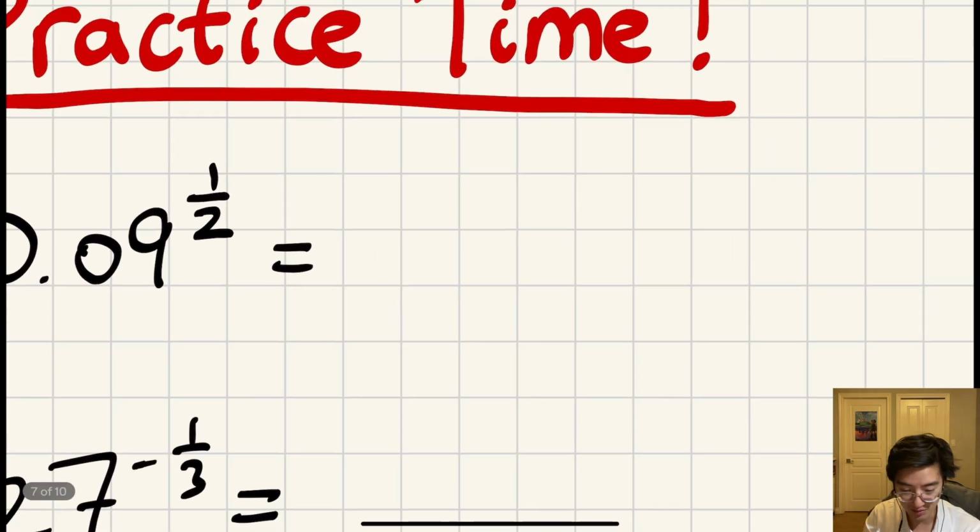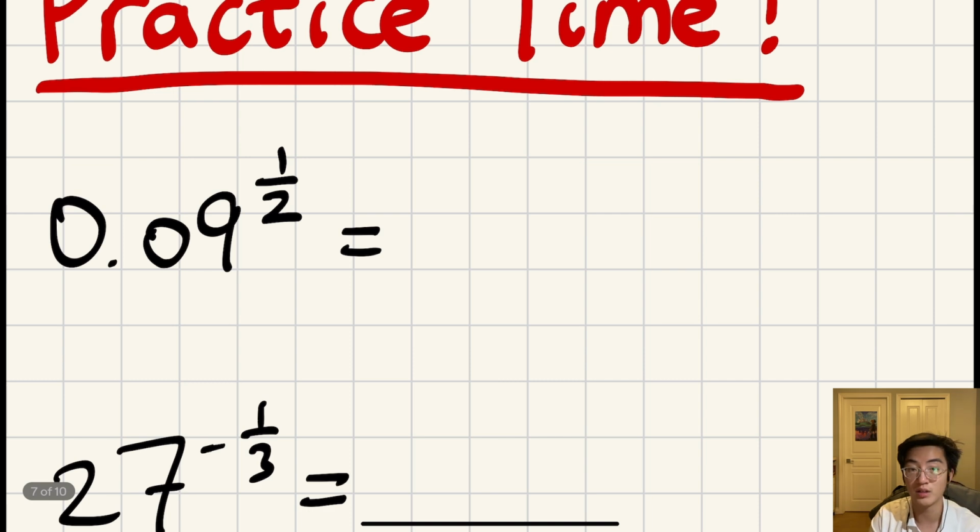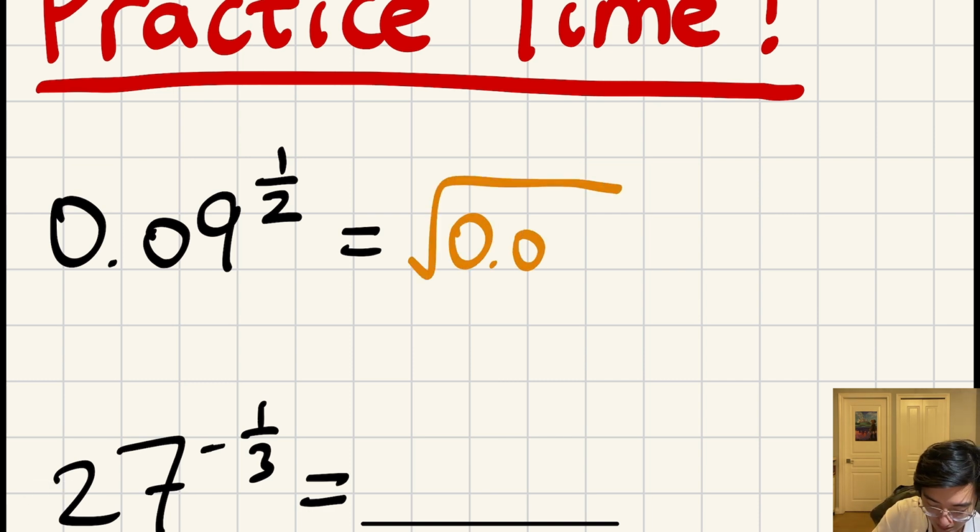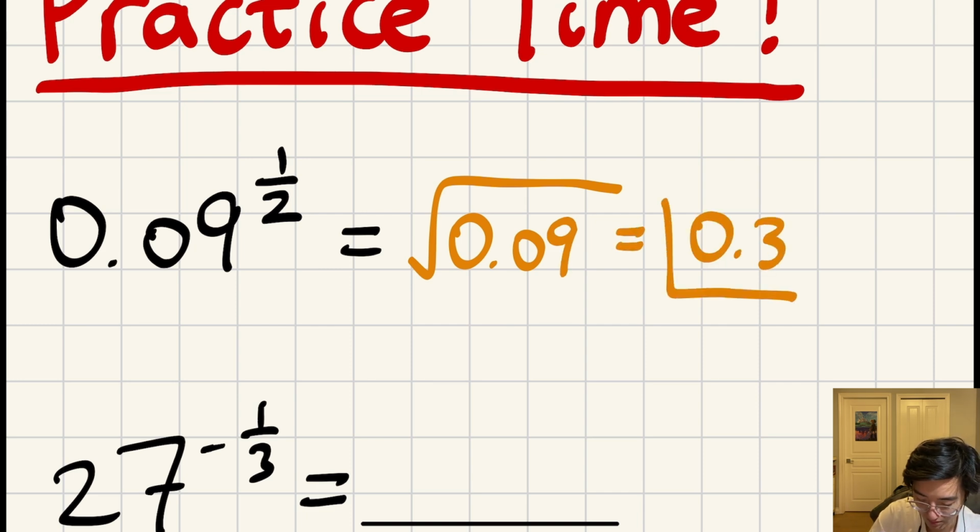0.09 to the power of 1 over 2. Anything to the power of 1 over 2 is just saying square root. So we're working with the square root of 0.09, which is 0.3.